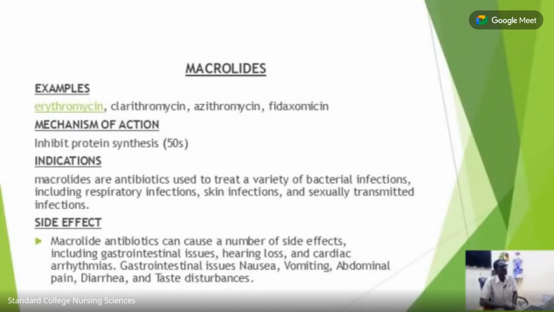The next one is sulfonamide. Sulfonamide is also one among the class of antibacterial drugs, and its mechanism of action is to inhibit folate synthesis. You can see this sulfonamide is very special. It has its own mechanism of action, which is different from any other one. Then let me now tell you how it inhibits folate synthesis.